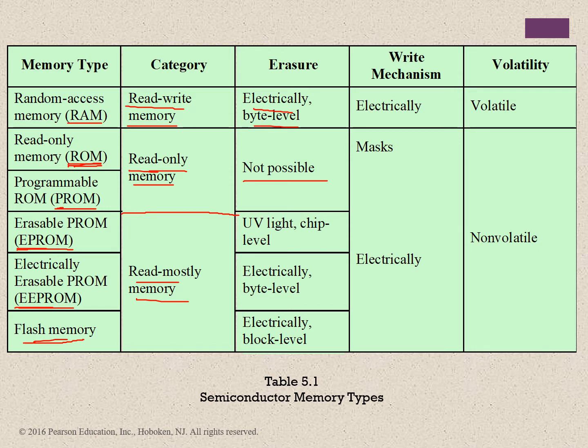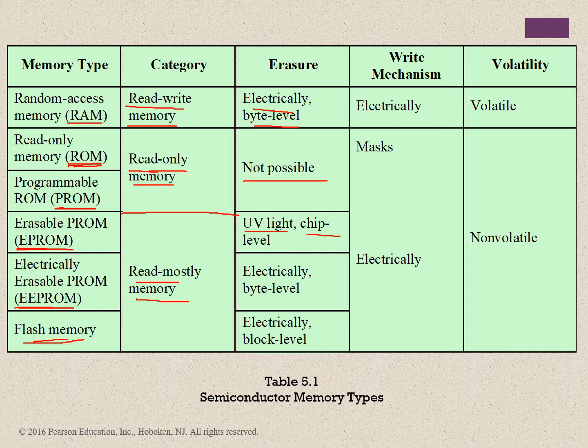For erasable programmable read-only memory, ultraviolet rays are used to erase the content and it's whole chip level. You can't erase one particular segment. If you are erasing, the whole chip has to be erased. The content of the whole chip will be deleted.